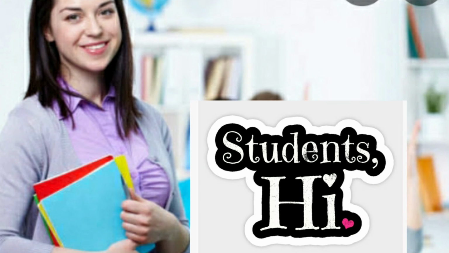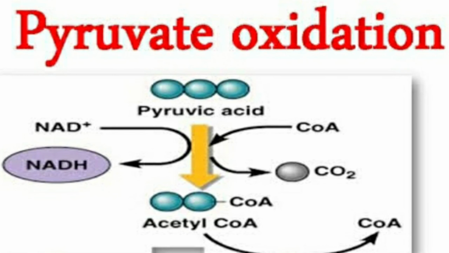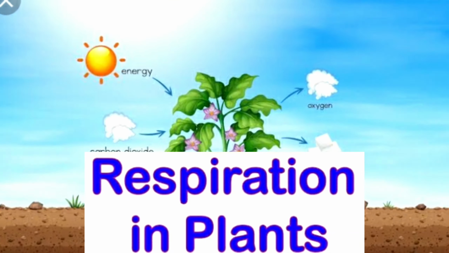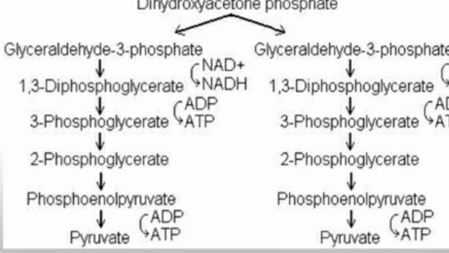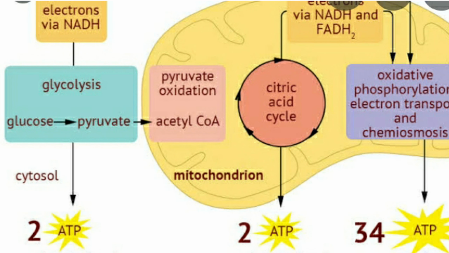Hi students, in this video we shall discuss pyruvate oxidation from the lesson Respiration in Plants. At the end of glycolysis, we have two pyruvate molecules that still contain lots of energy. Pyruvate oxidation is the next step in capturing the remaining energy in the form of ATP, although no ATP is made directly during pyruvate oxidation.